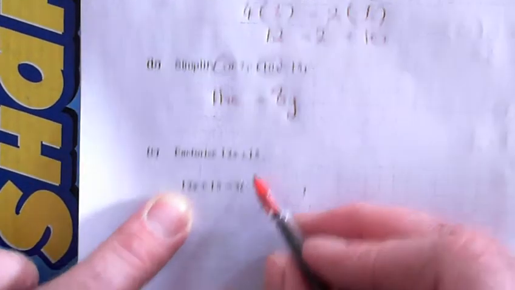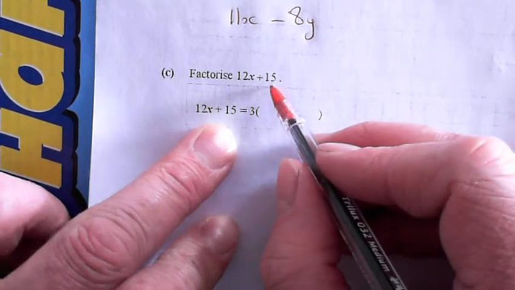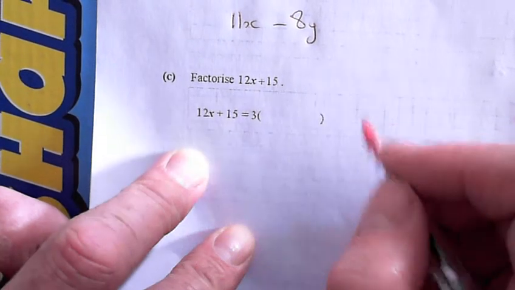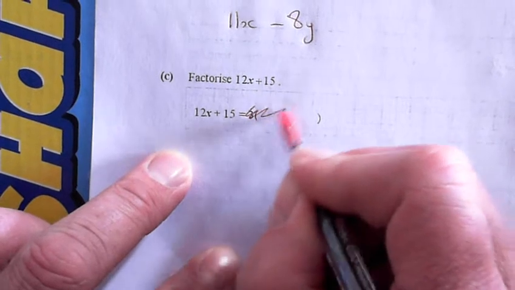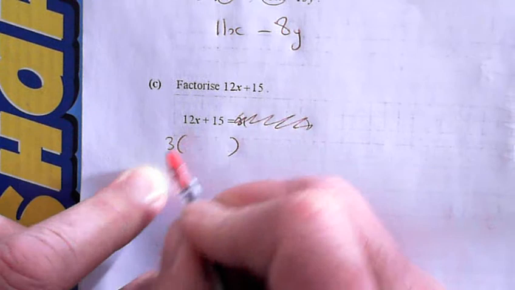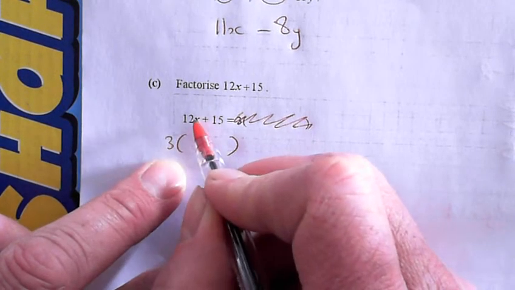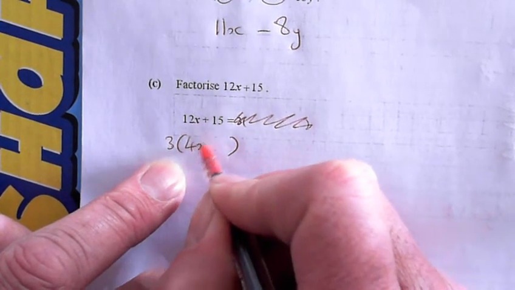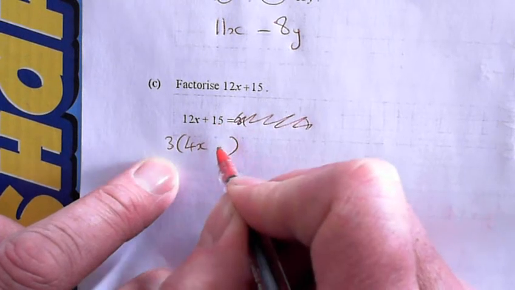Now, factorize these. 12x plus 15. So again, I prefer to write this bit on the next line. So it's 3 times what is 12x? 4x. 3 times what is 15?